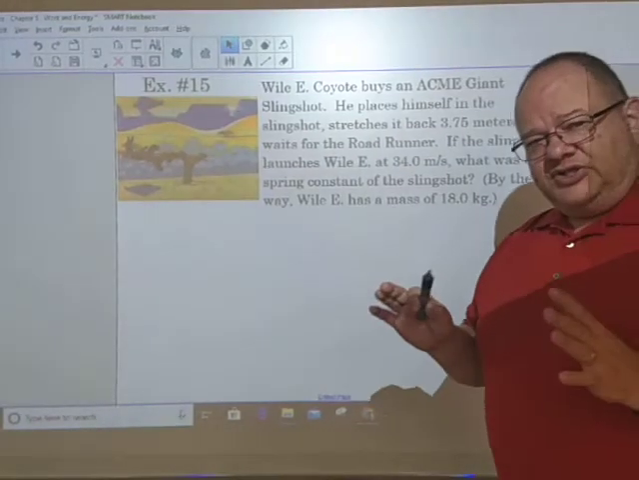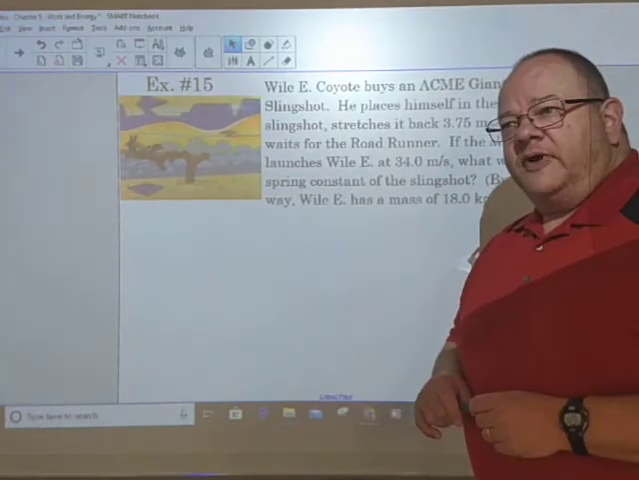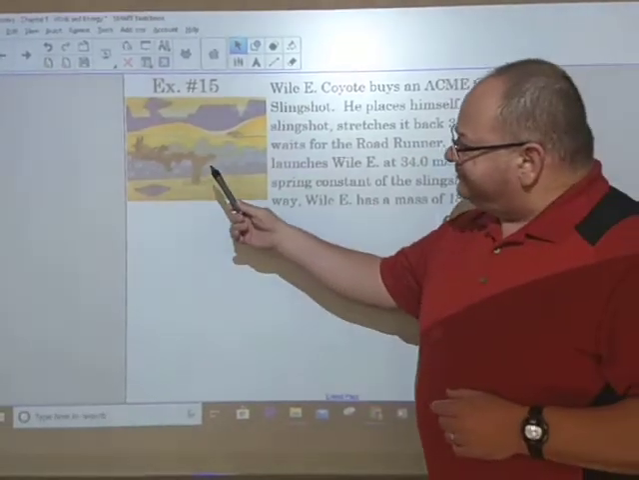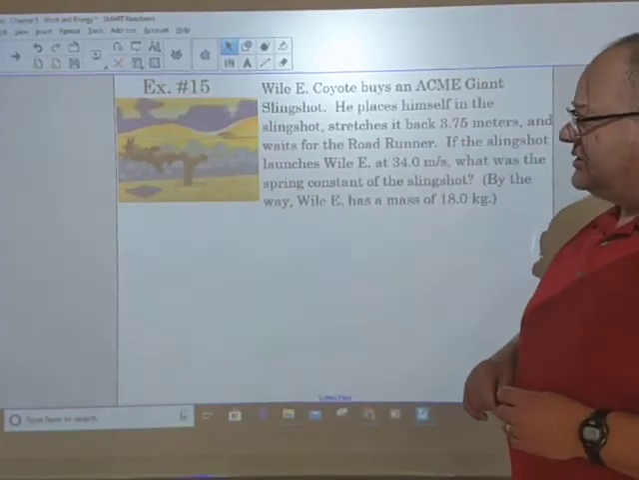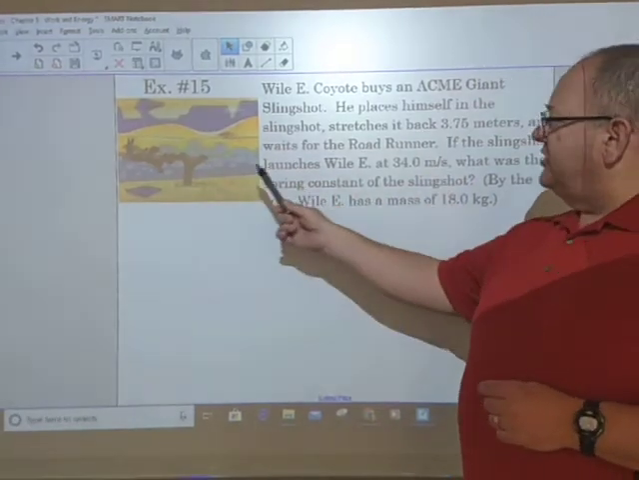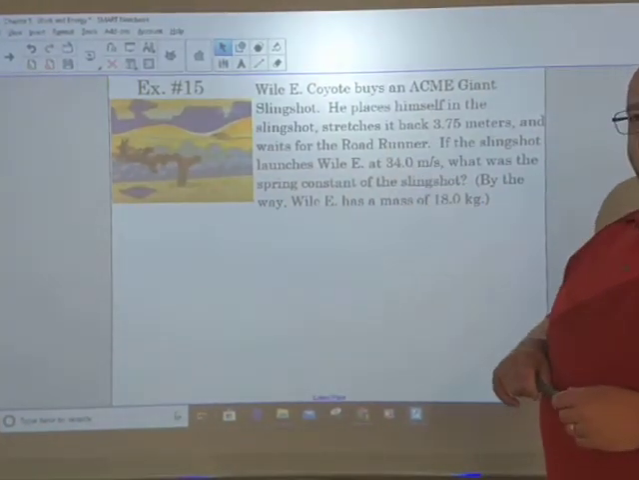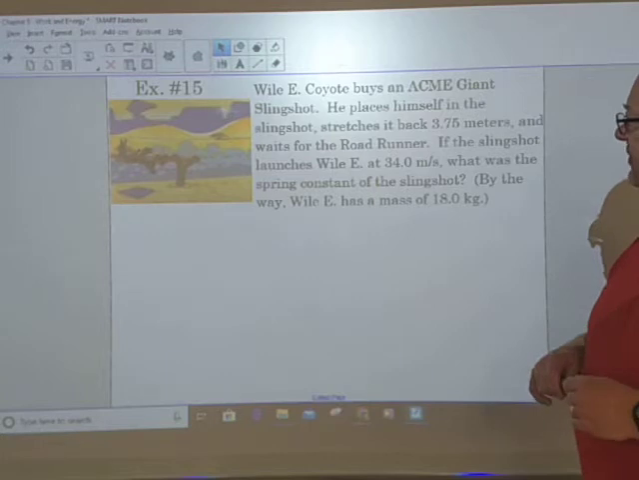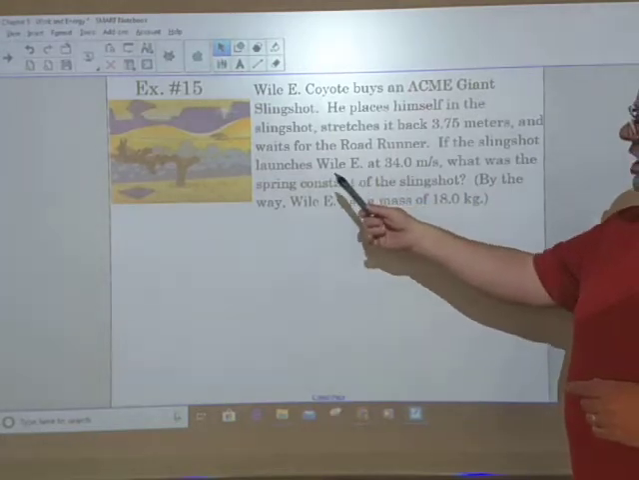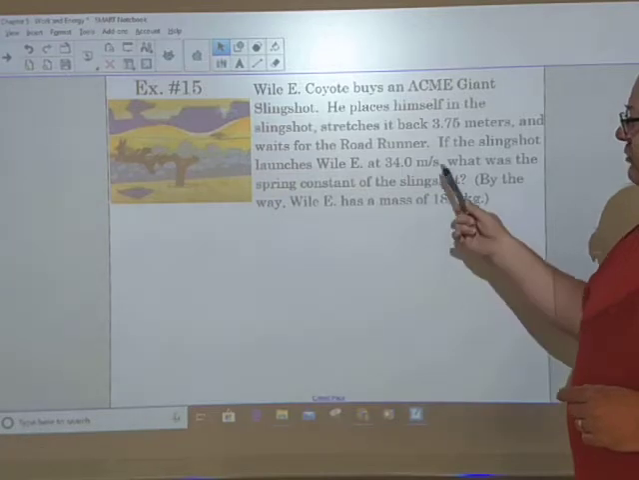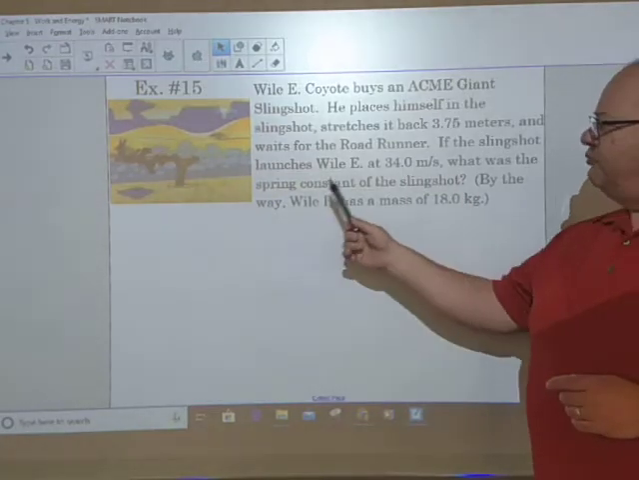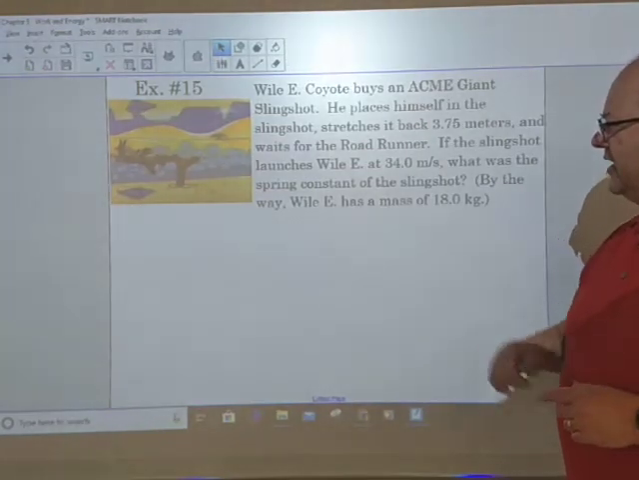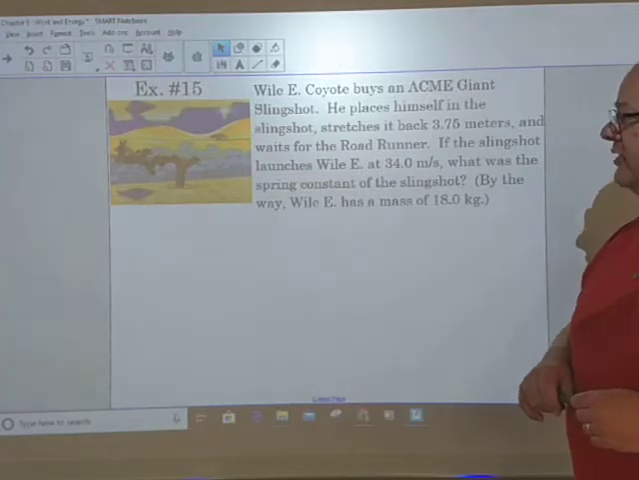So for starters, let's just try to do another problem of conservation of energy. Okay? So here we got Wile E. Coyote. And he bought himself an Acme Giant slingshot. He places himself in a slingshot and he stretches it back 3.75 meters. And he waits for the Roadrunner. Now, if the slingshot launches Wiley at 34.0 meters per second, what was the spring constant of the slingshot? And oh, by the way, Wiley has a mass of 18.0 kilograms.